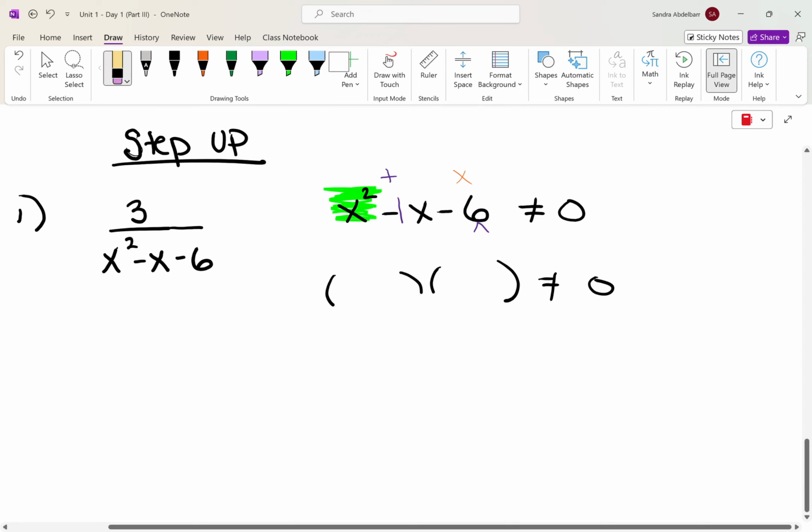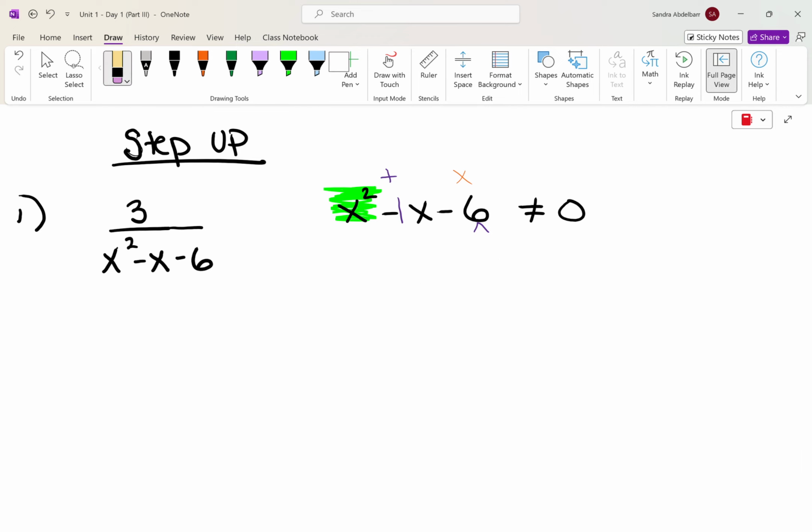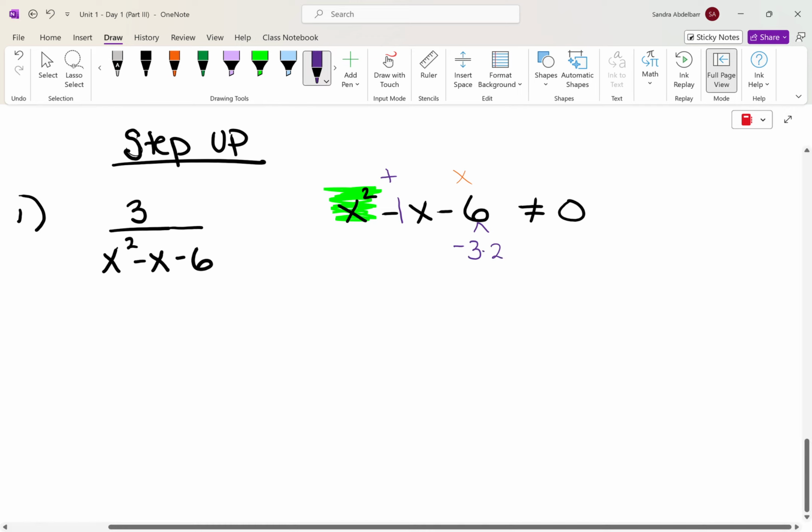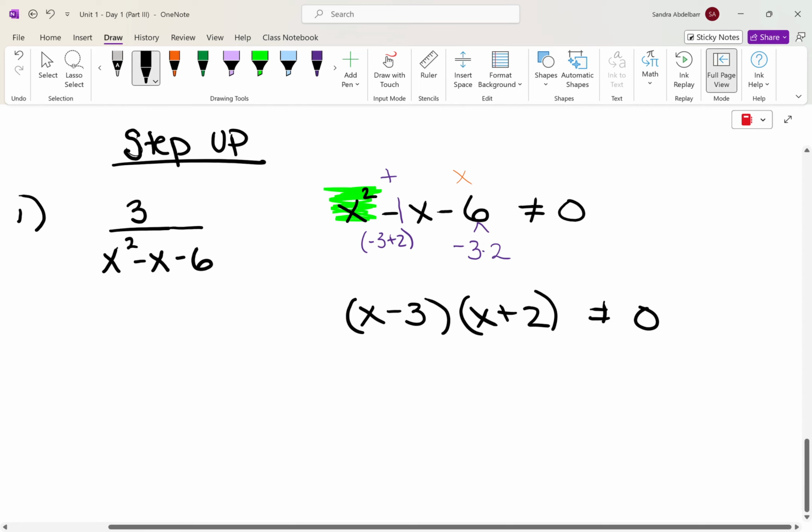Could anybody else think of two numbers that multiply to a -6, but add to a +1? Aaron? -3, 2. Yep, -3 and a +2. Then you check the addition. Does -3 plus a +2 add to -1? Yes. So when you go to factor, you set up your double set of parentheses. You're going to put an x in the front of each parenthesis. And then we put in the numbers that we guessed, x minus 3, x plus 2.